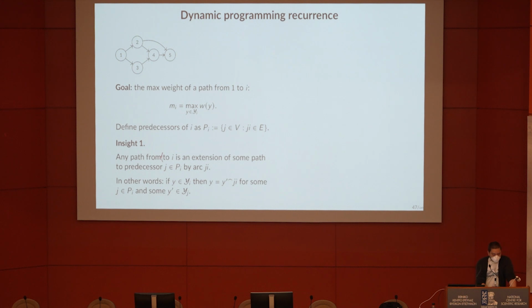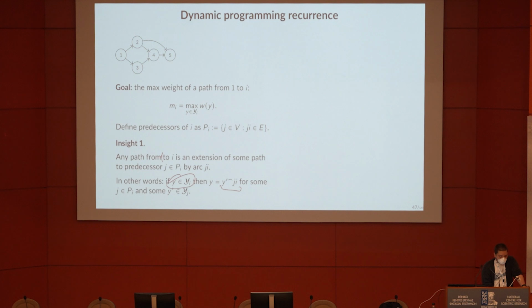So you could write this mathematically like this. If y is a path from 1 to i, then we could write y as y prime concatenated with ji for some j in the set of predecessors of i. This is the graph notation that I forgot to introduce. It means the set of nodes that have an edge from them to i. And some y prime.